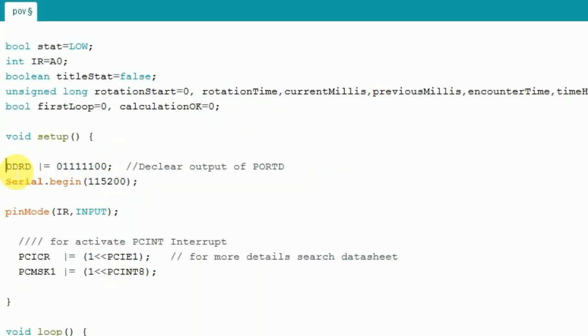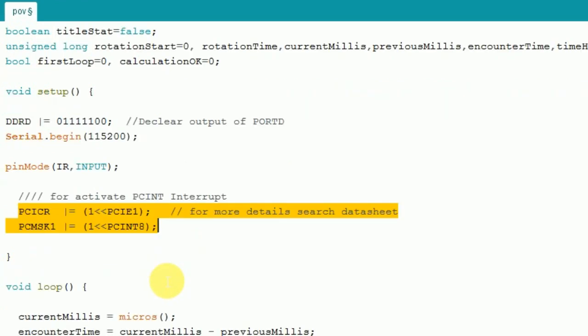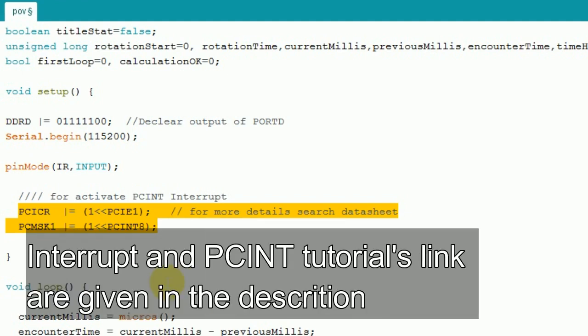In void setup, DDRD is for declaring port D as an output or input. And PCICR and PCMSK1 are for activating the pin change interrupt on the port. If you don't know about interrupts, you can see my detailed video about interrupts; the link is given in the description.